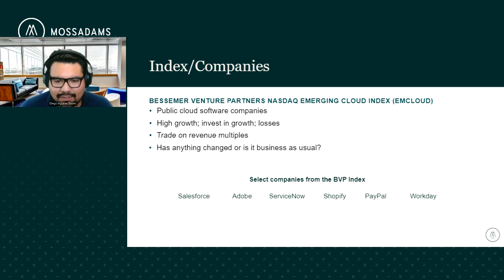Now, as we mentioned earlier, the valuation of these particular companies were among the most sensitive to changes in Fed funds rate. Now, why might that be?